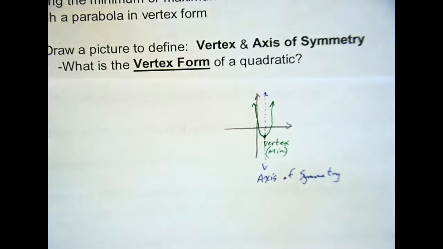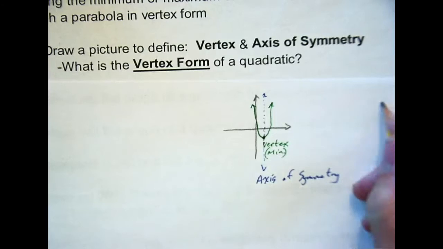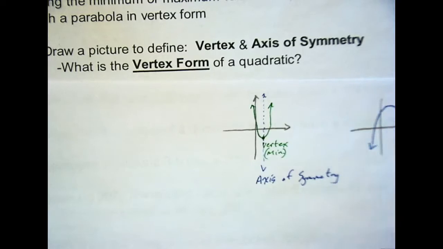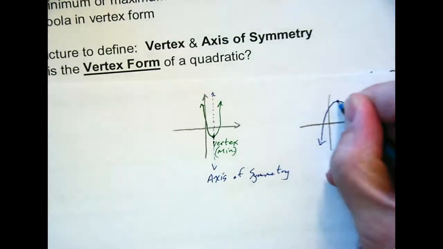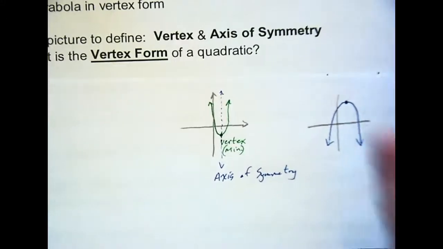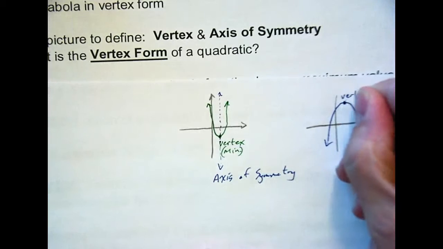So I want you to sketch a quick parabola of what a maximum would look like. Just a quick picture. Okay, so maybe your picture looks like this, maybe not. But in this case, your maximum would be the vertex when the parabola is opening downward. So if that's our vertex again, that is the maximum.